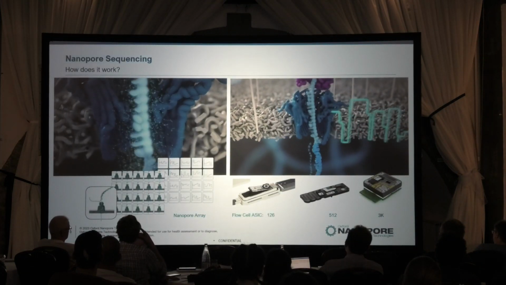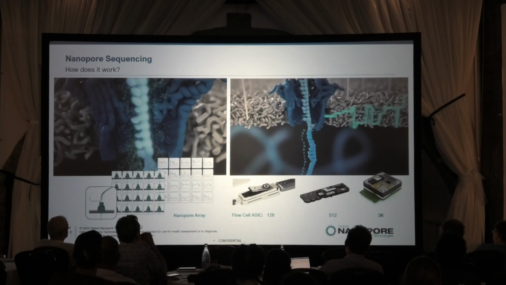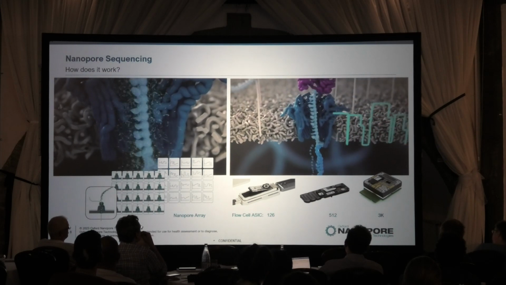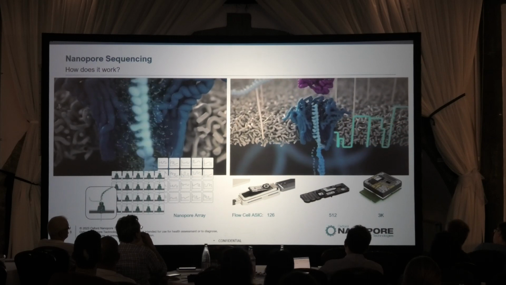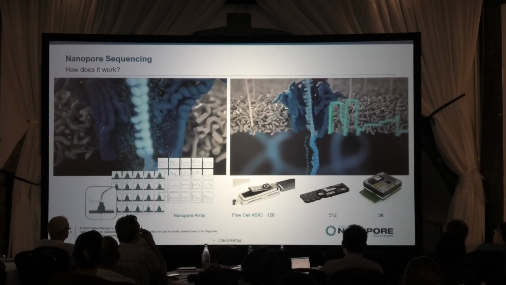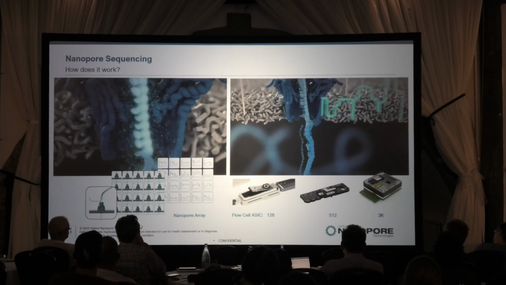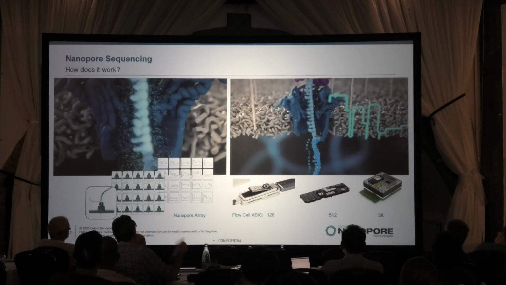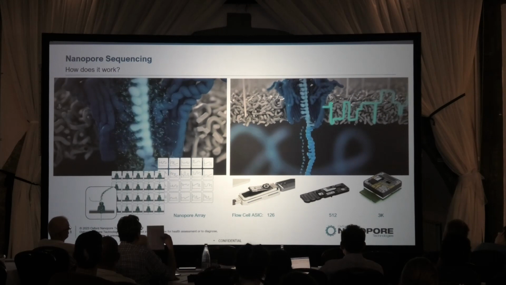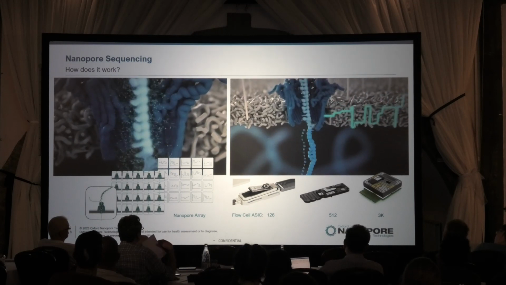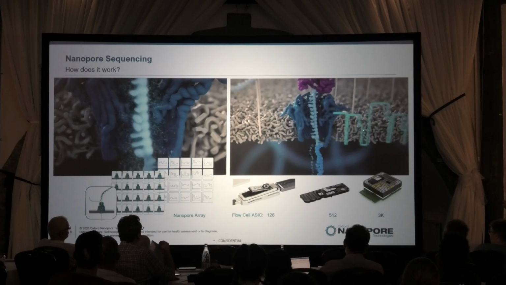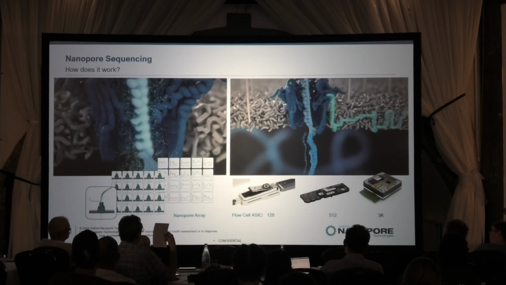Every time you see the strand going through the nanopore, you get this characteristic signal, or what we term a squiggle. This is essentially an electronic measurement, which is looking at the ion flow through that nanopore, and seeing every time you get a base movement through there, you get a slightly different level. So we've got some algorithms that are able to interpret this signal and then turn it back into a DNA or RNA sequence.